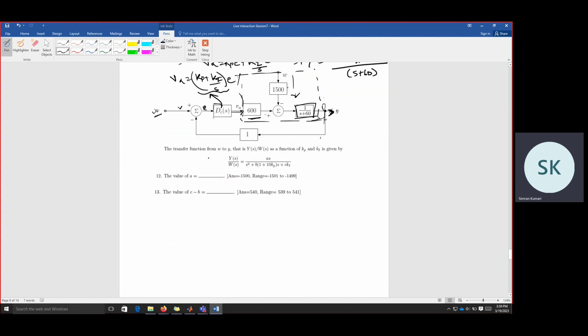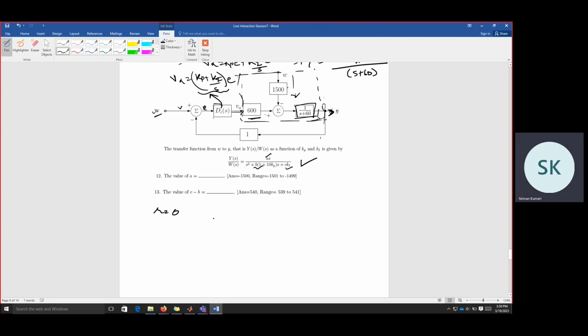Now it says that the transfer function from W to Y, just load torque to speed, is a function of Kp and Ki and is given by this. So what is the value of these constants A, B, and C? We can find the transfer function with respect to this one. Let us see. For this, R is equal to 0. So this R is set to 0.